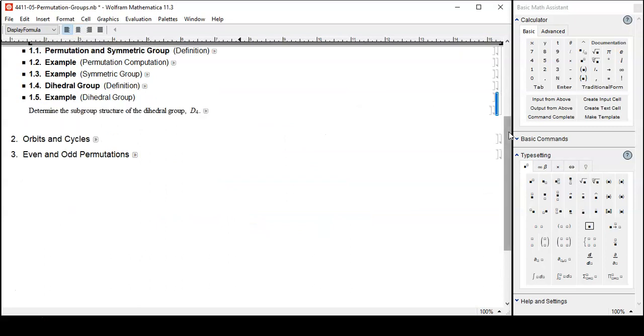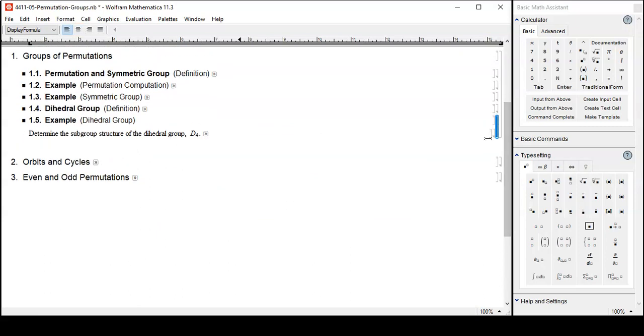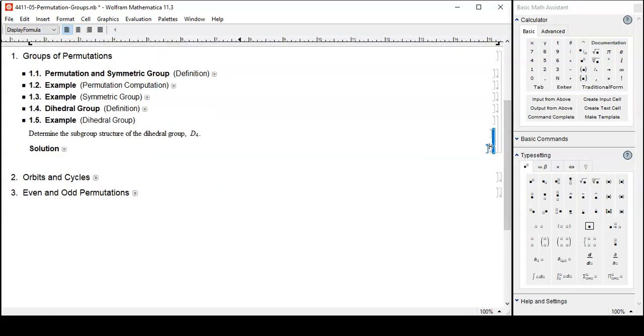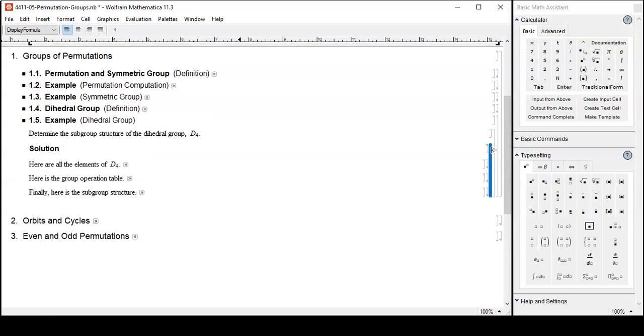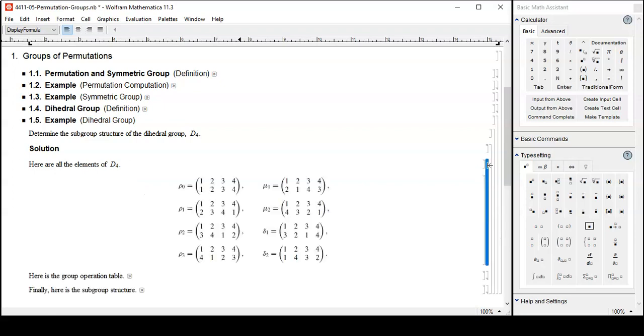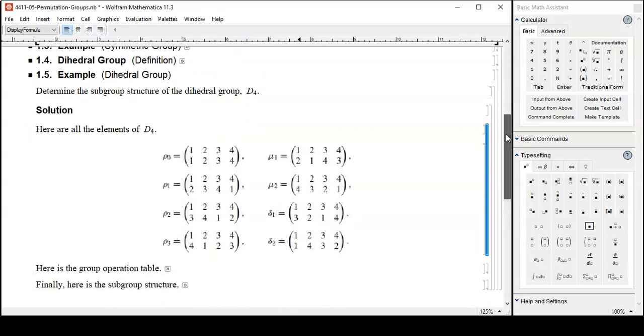Here's an example problem from the textbook, and I'm going to leave the majority of the computation to you. Determine the subgroup structure of the dihedral group D4, and here are all the elements of D4, and that's what I got from the textbook. And you can check manually.